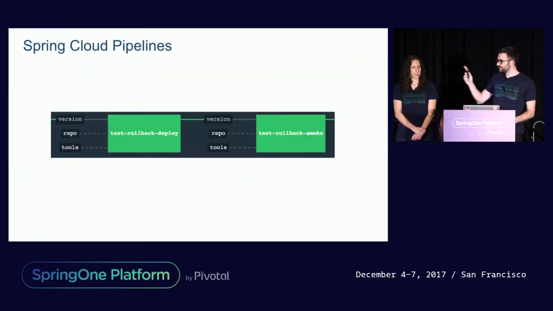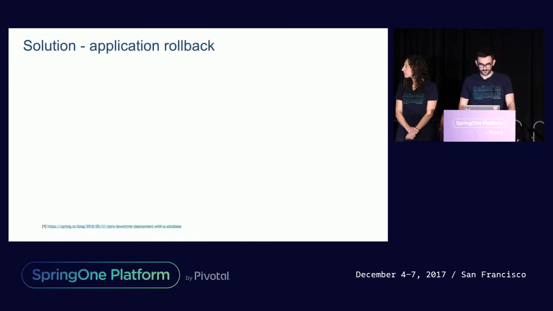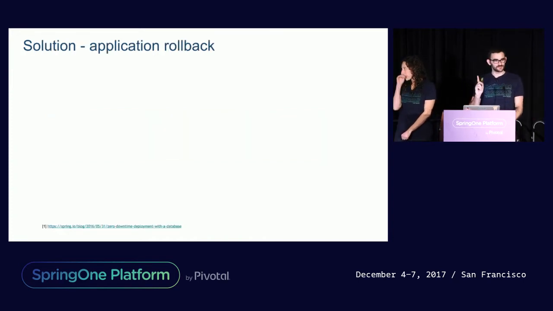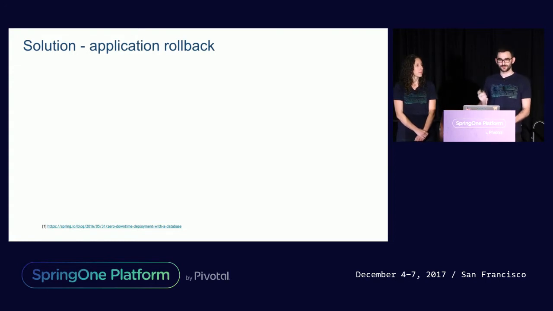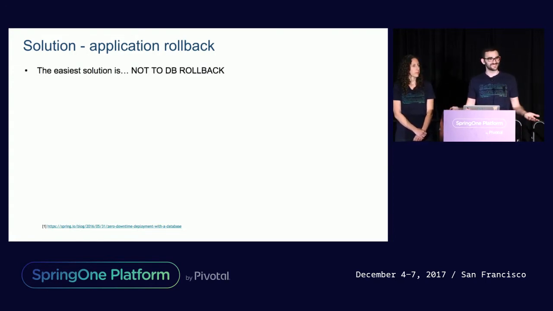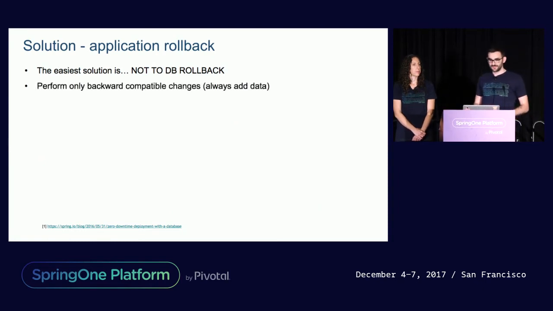So let's see those 2 steps. Test rollback deploy, test rollback smoke. Captain Obvious solution. If the database rollback is problematic, don't do it. As simple as that. So what can you do? Let's try to do only backward compatible changes of the database.